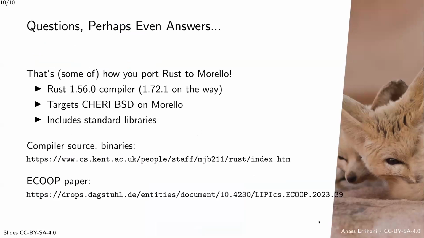We currently have a Rust 1.56 compiler. We're working on 1.72. Updates would be nice. We can target CheriBSD running on Morello. We have a working standard library. Our website is here. You can get source, binaries, and some other information, and there are some more details about this in an eCoop paper that we published earlier this year.